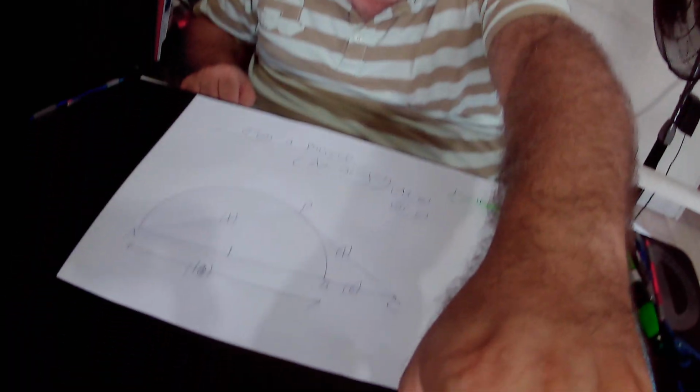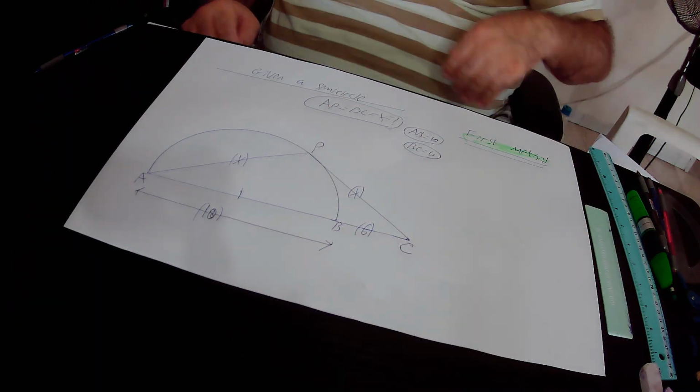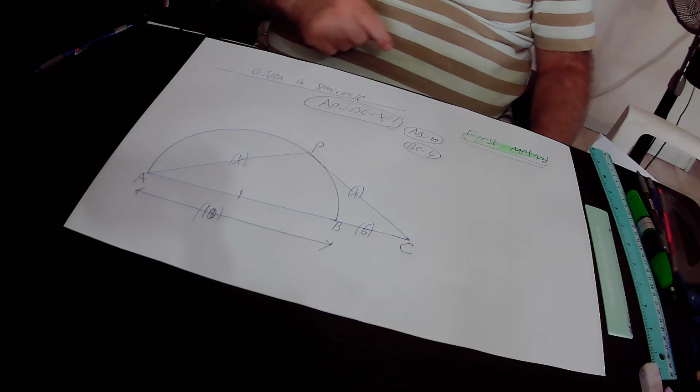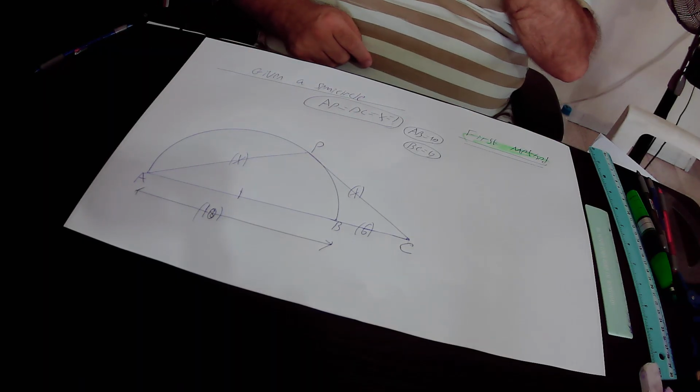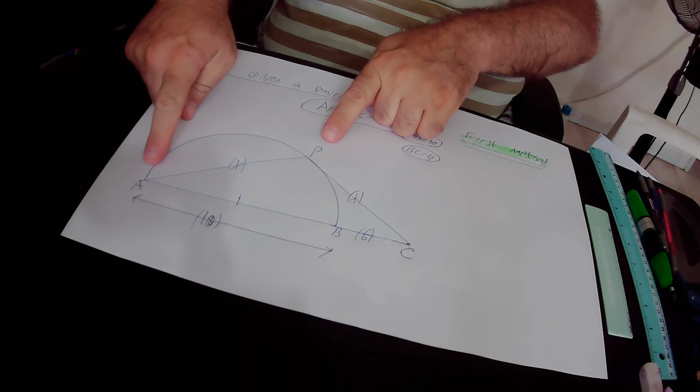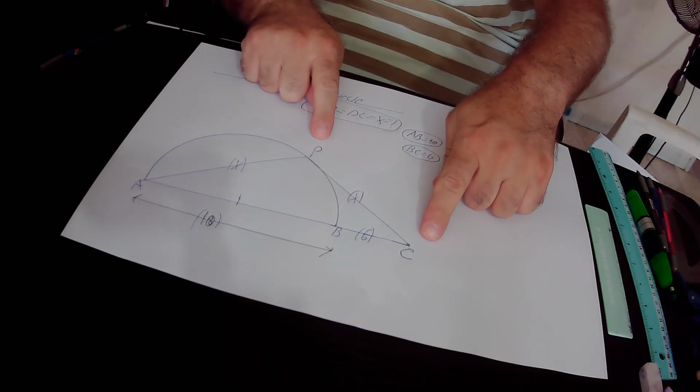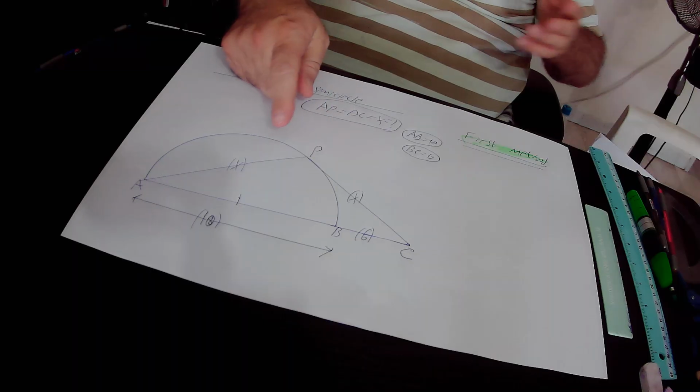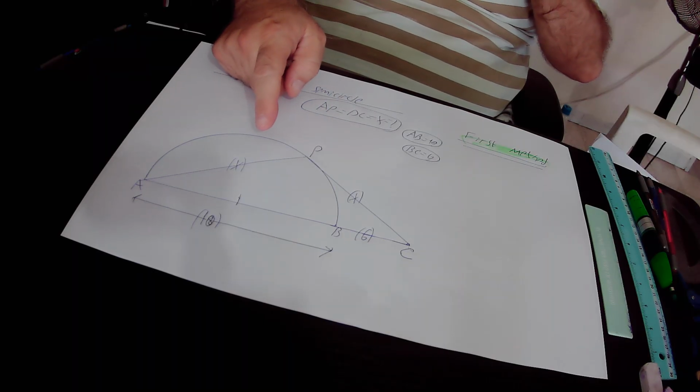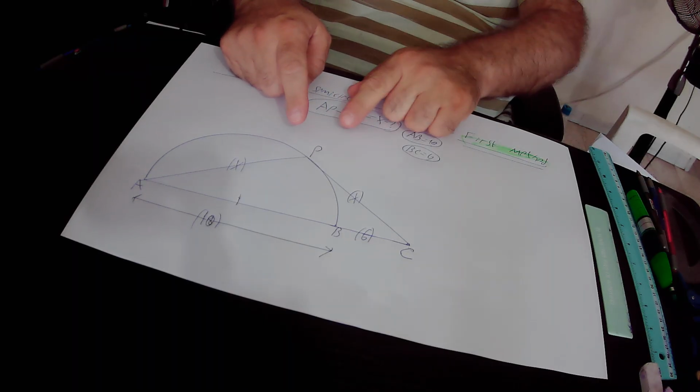And now in this lecture we'll find out the length of line segment X using two different methods. In the drawing we have a semicircle. You know that chord AP equals line segment PC equals X, and X is the line segment that we are looking for in this question. We have to find out the value of X.